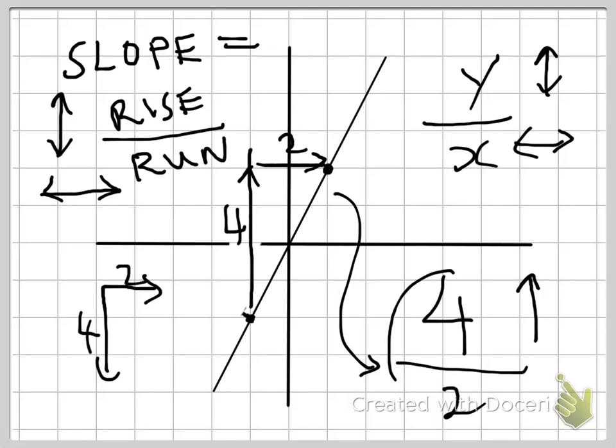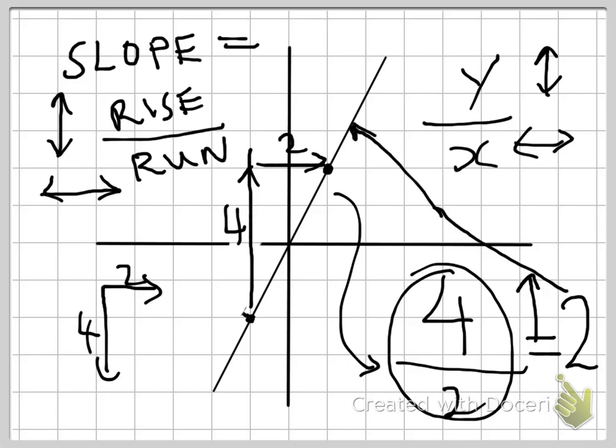The slope is 4 over 2, which is equal to 2. Just reduce it, what's 4 divided by 2? 2. That's the slope of this line, okay? The slope of this line is 2. I went up 4 and on 2. It is a positive slope as well. Remember, it's going uphill from left to right. It is a positive slope.